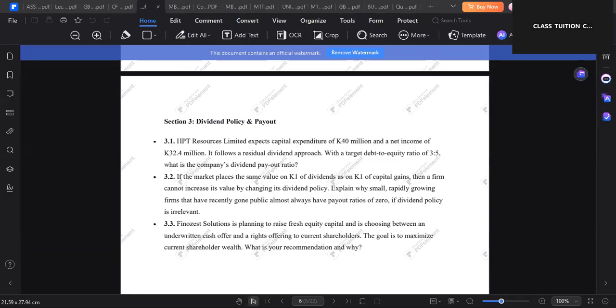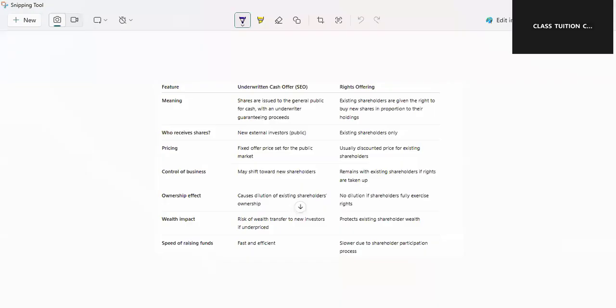So for you to appreciate which one to go for, first you need to understand what each of them is all about. Then we advise which of the two the firm may go for. Are we together? So we must understand the two offers and what they entail, and we also pick the best.